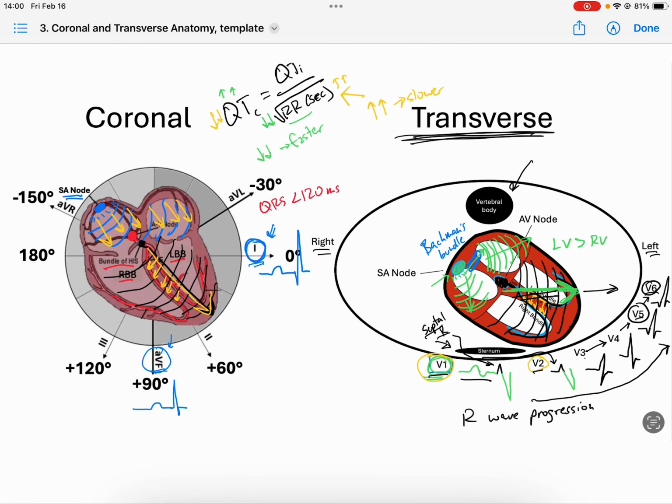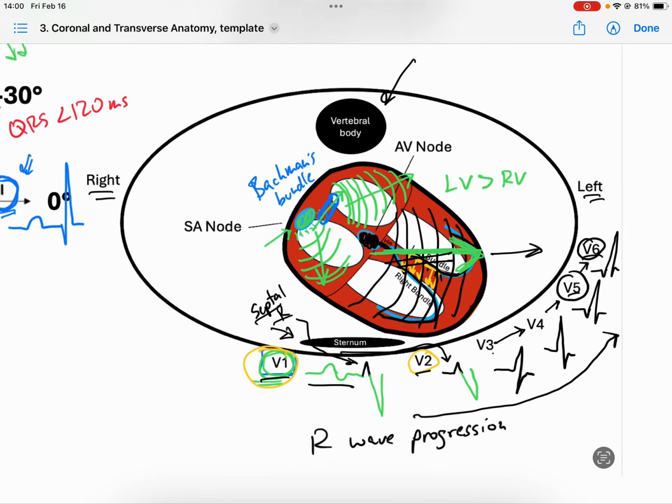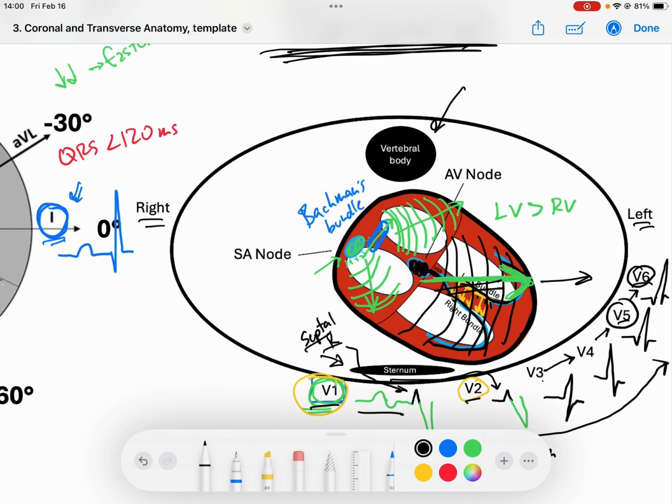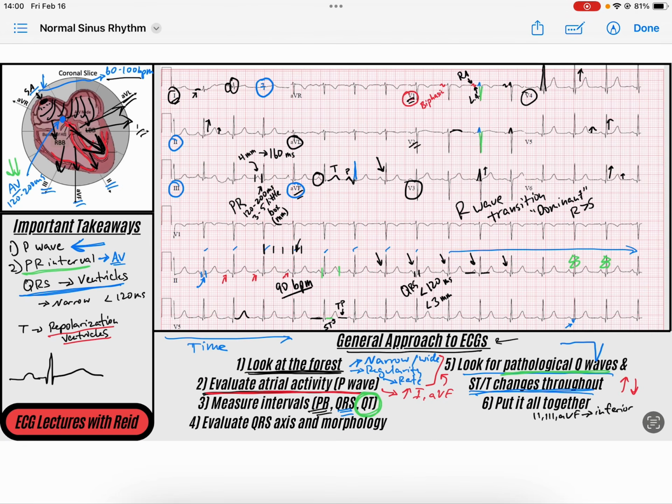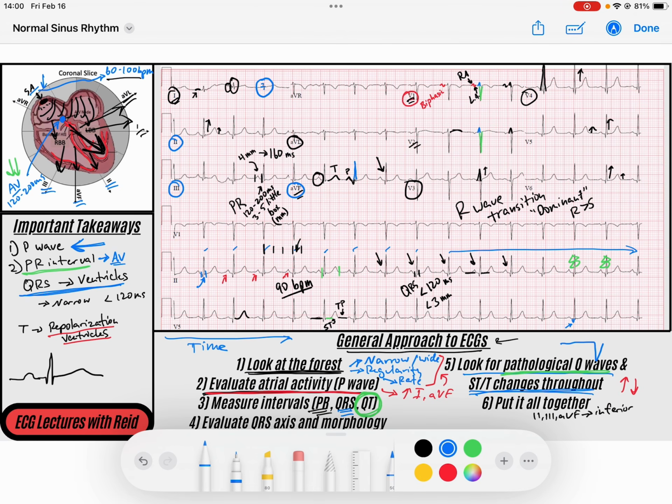We also have in the transverse precordium V5 and V6 that are also capturing lateral forces. So the lateral leads are leads 1, AVL, V5, and V6. These are the lateral leads.